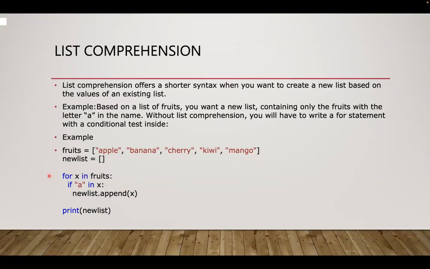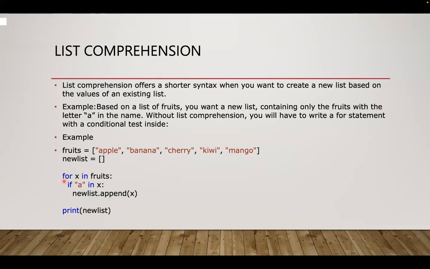I will break it down. This for says for all the things, all the items you have in fruits. That's what you represent with X, for X in fruits. Then you put a colon, then you put a condition. If is a condition. You said if A in X. So if you have A in any of the items in the list, that's X. So the items in the list are represented by X.